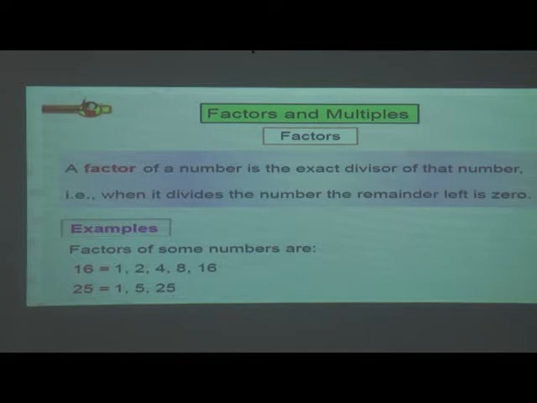So, how to find the factors? When we divide the number, we must get the remainder 0. So, we can say the number is exactly divisible by the other number. So, that will be the factor of the number. Let us see a few more examples in detail.